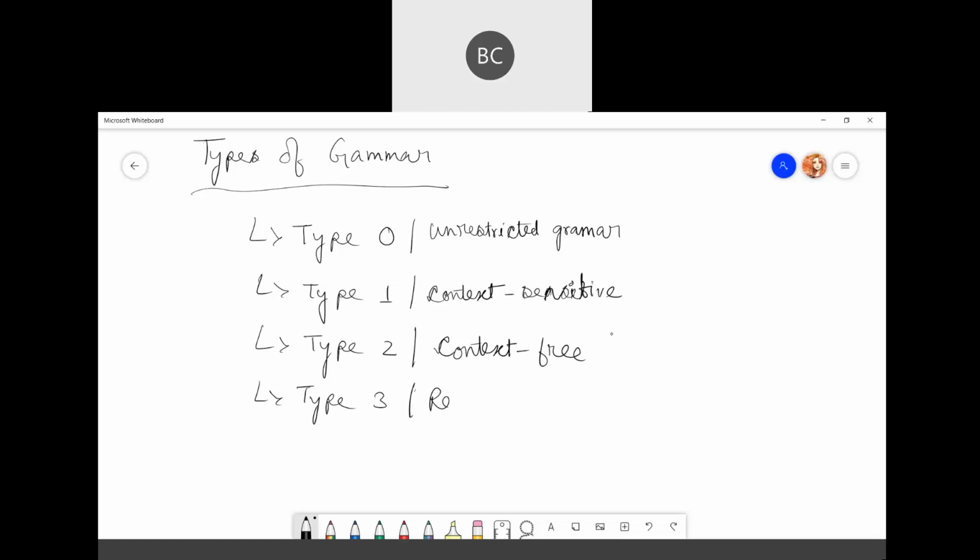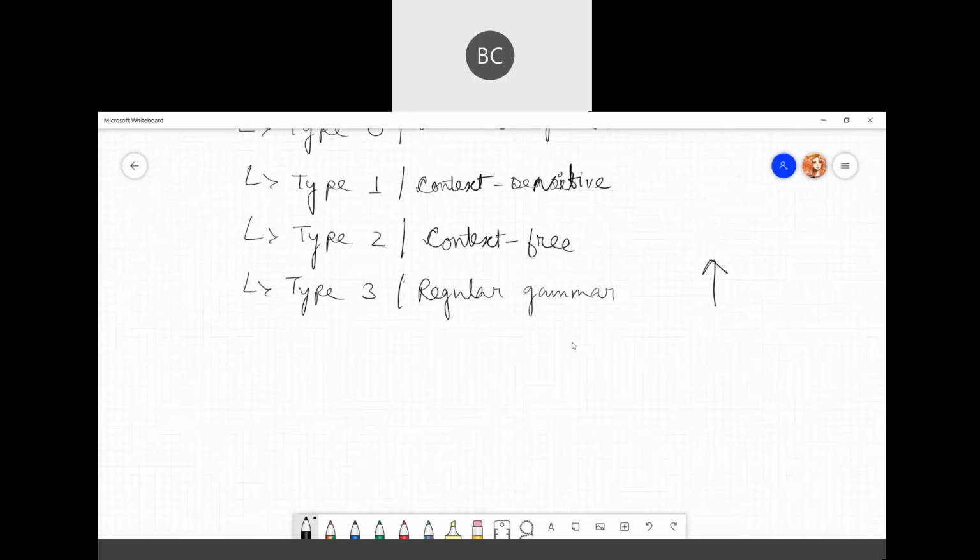Type 3 is the regular grammar. So all the grammar we have just been discussing are regular grammar. So there are 4 types of grammar: type 0, 1, 2, 3. Or you can say regular grammar, context free, context sensitive, unrestricted. Now when we go chapter by chapter, we will go from down here.